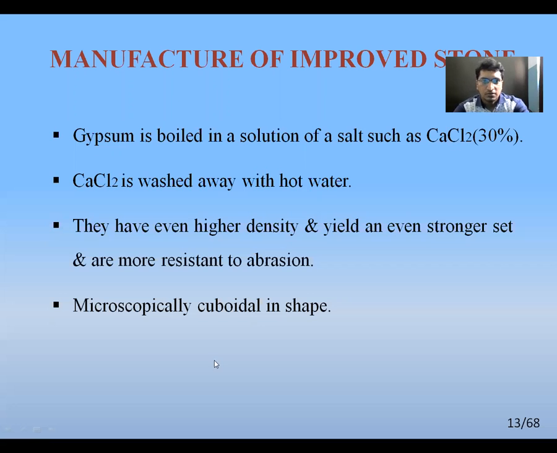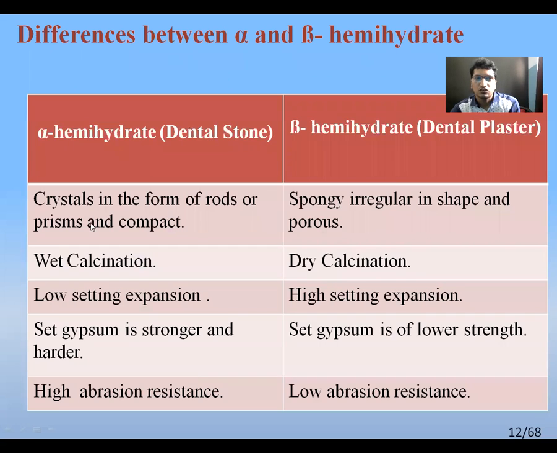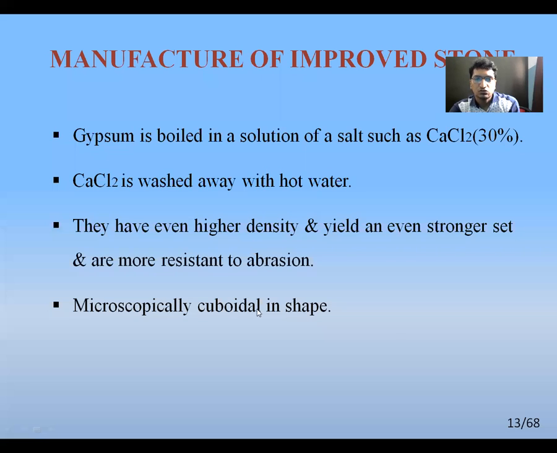Microscopically, it is cuboidal in shape. This cuboidal or prism-like appearance is of improved stone. This question is asked for MCQ. The microscopical structure of your dental plaster, dental stone and die stone: it is a crystal of prism. Dental plaster is irregular in shape. Dental stone is rods and prisms, whereas improved stone or die stone is cuboidal in shape. Don't confuse in this. Most common question asked for MCQ.